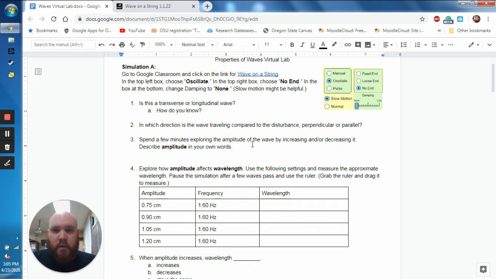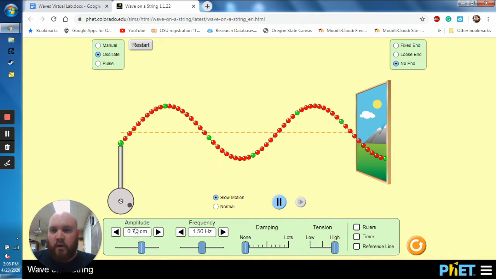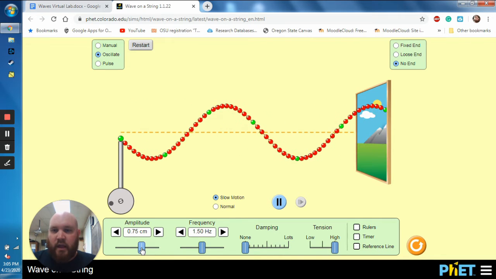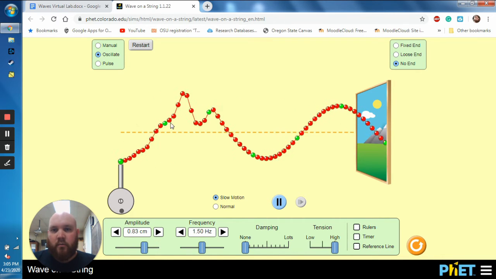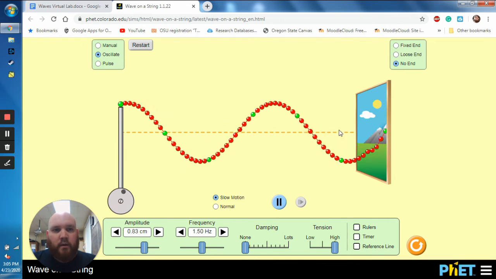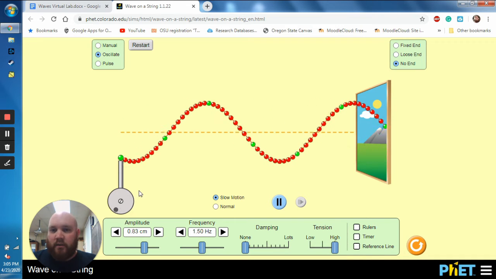Now it says to spend a few minutes increasing and decreasing the amplitude. So in our simulation, we've got our little amplitude right here. I want you to mess with it. I want you to slide it around. I'm sure you're just going to slide it all over the place, and oh, look, it's done some stuff that's kind of difficult to tell what's going on. And because it's not attached, there's no end, it eventually will go away and go back to normal.